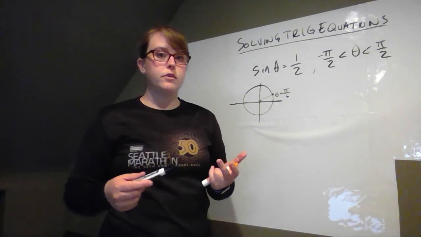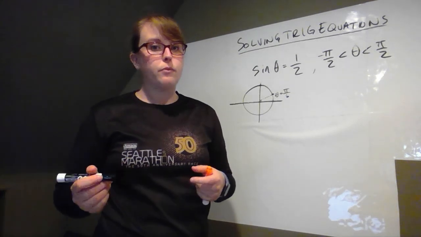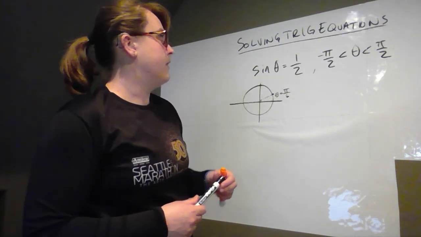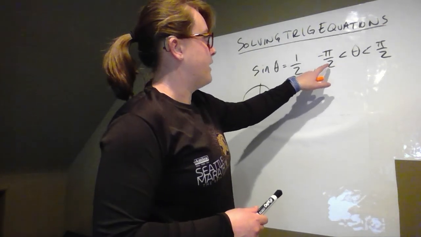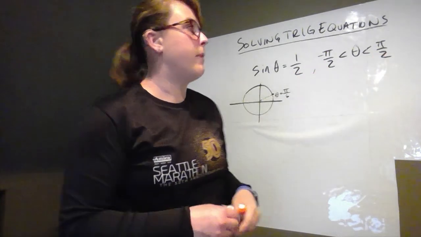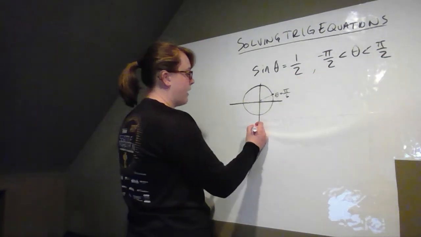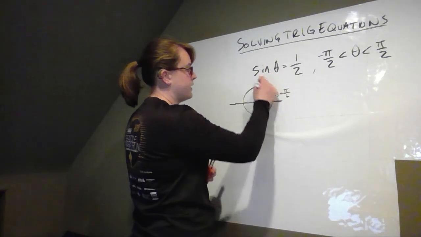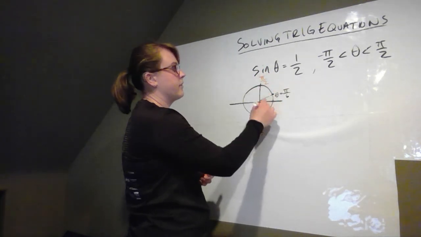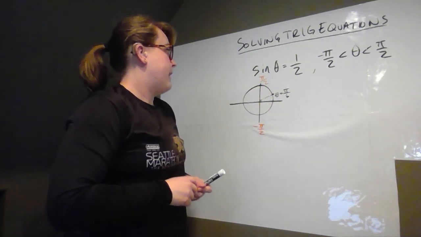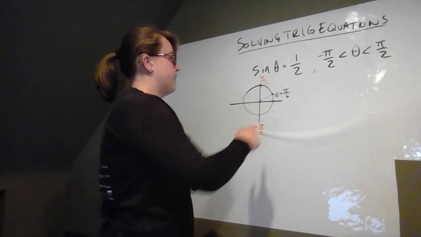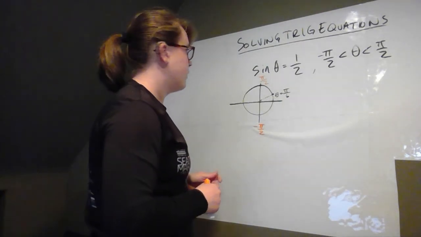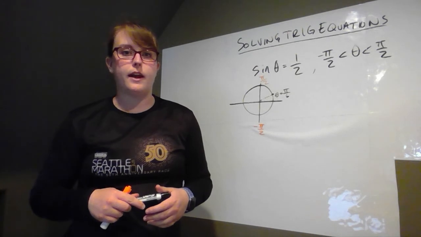Now, sometimes there will only be one value. Sometimes there will be more than one value, depending on the interval that we're in. So in this particular one, we're asked for the interval negative pi over 2 to positive pi over 2. So that's from down here to here. So just this half of the unit circle here. And in this case, theta equals pi over 6 is the only place where sine of theta is equal to positive 1/2.